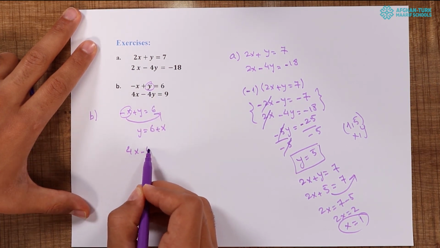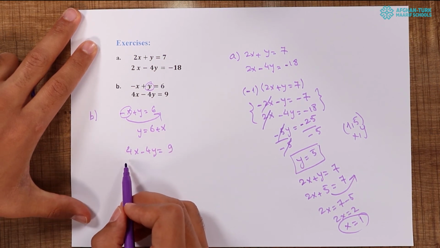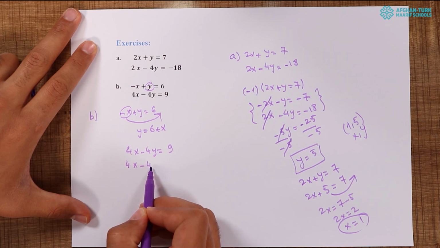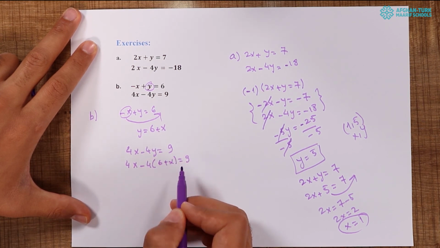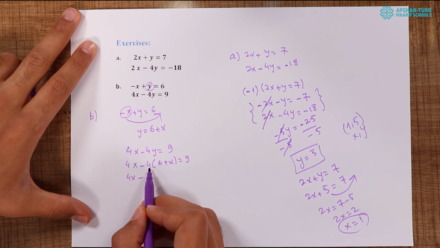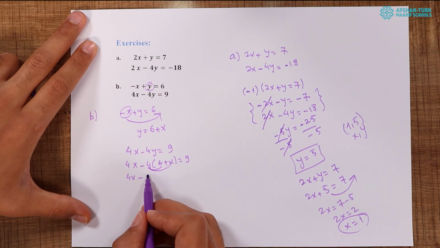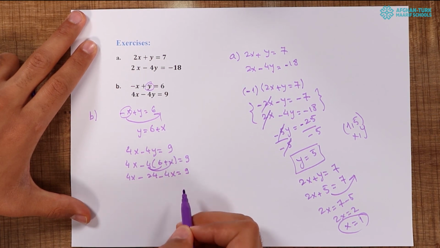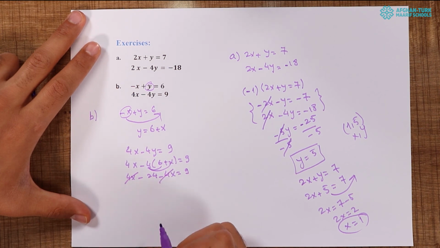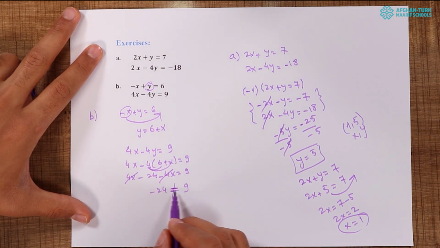4x minus 4y is equal to 9. So 4x minus 4, what's the value of y? 6 plus x, is equal to 9. 4x minus, we are going to multiply with each term. 4 times 6 is equal to 24. Minus 4x is equal to 9. Plus 4x with minus 4x is cancelled. Minus 24 is equal to 9. As you see, they're not going to be equal.